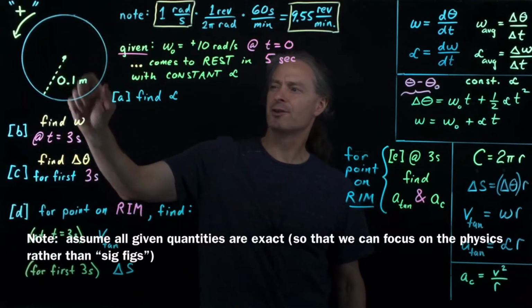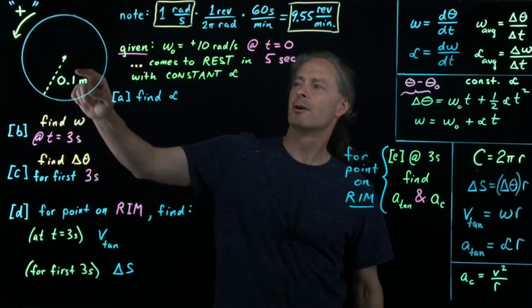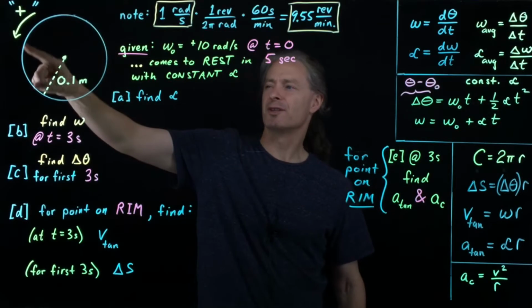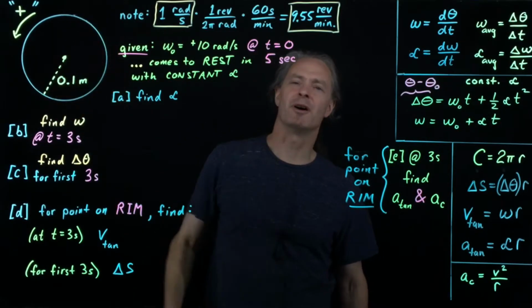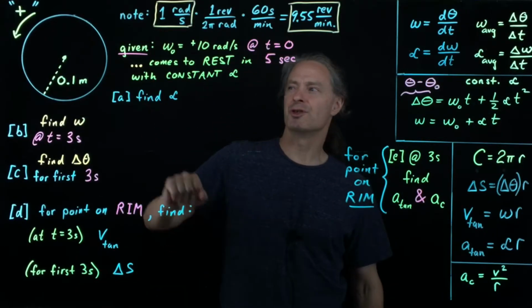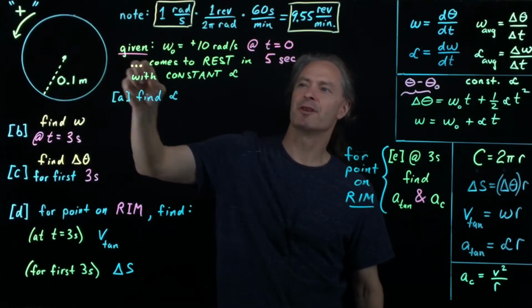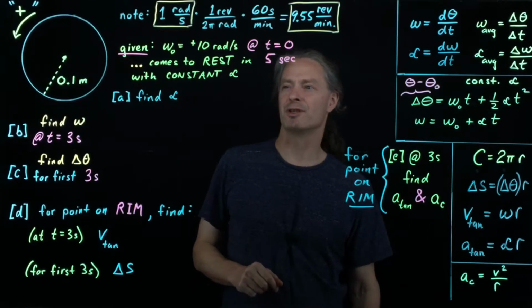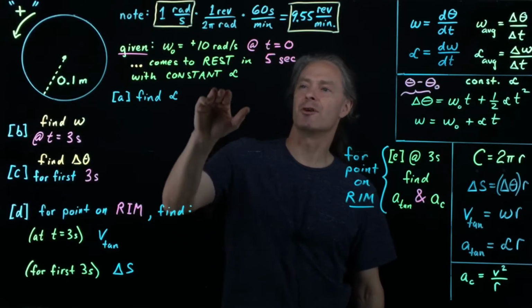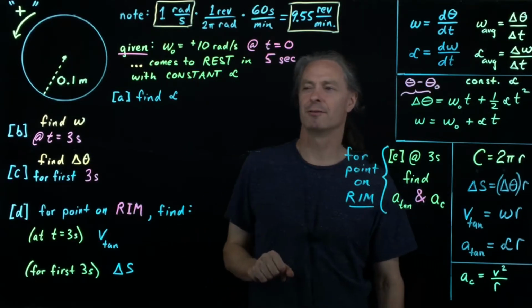Imagine we have a disk of radius 0.1 meters rotating about an axis through its center. In this problem, let's take counterclockwise as the positive angular direction. Imagine that at time t equals 0, this disk is rotating with an angular velocity of 10 radians per second, and that it comes to rest in 5 seconds, and it does so with constant angular acceleration.